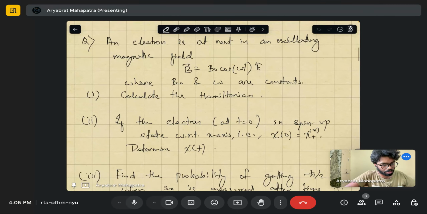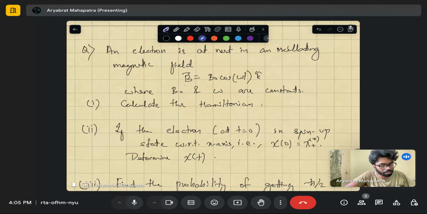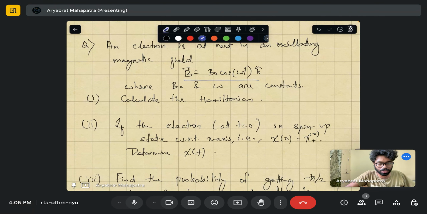Here as well, we are talking about this problem where an electron is at rest in an oscillating magnetic field. The magnetic field is given by B_0 cos(omega t), so this is an oscillatory magnetic field. So an electron is at rest, and an oscillating magnetic field is imparted in the location where the electron is residing.